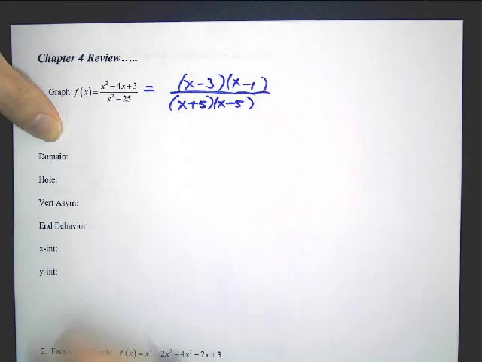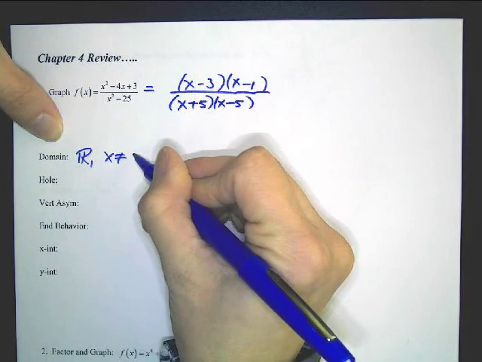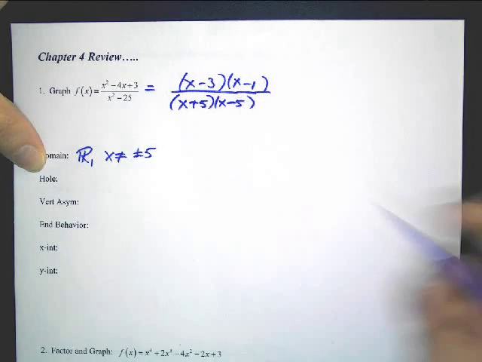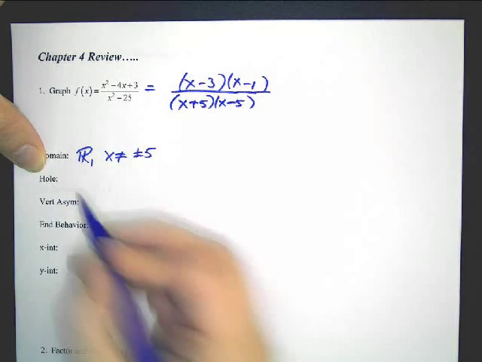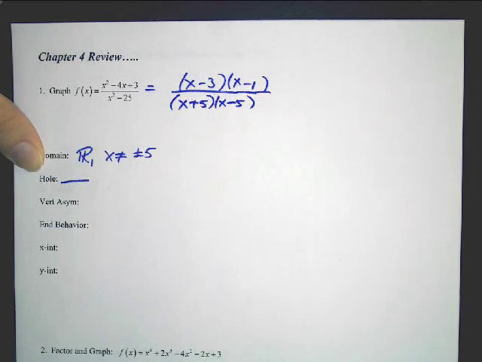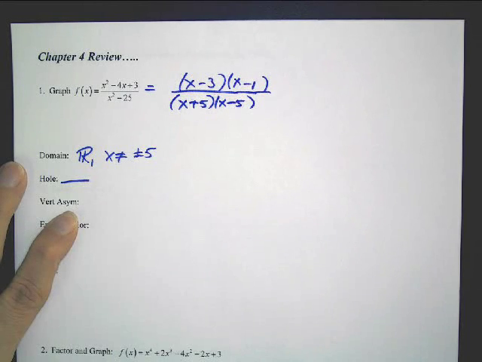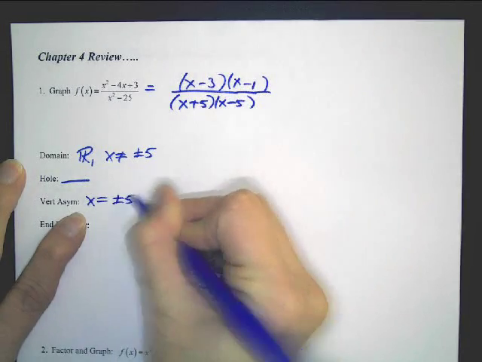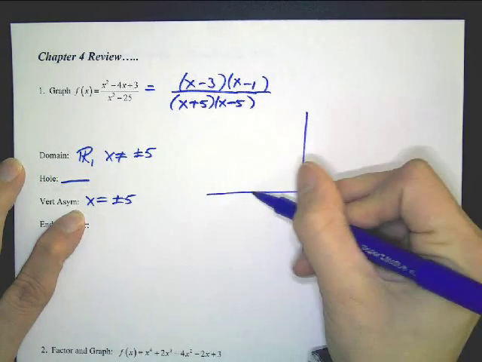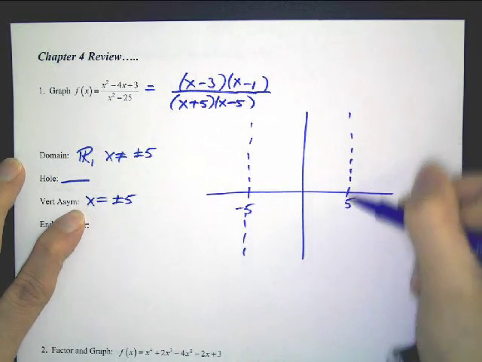And let's state the domain before I cancel anything out. All reals except plus or minus 5. Are there any holes here? No. How would you know if there's a hole? If something canceled. And you take that number, and how do you find the y value? Plug it into the new equation. Okay, but we don't have any holes here. Are there any vertical asymptotes? Yes, at x equals plus or minus 5. So let's go ahead and get those asymptotes drawn. Negative 5, positive 5.